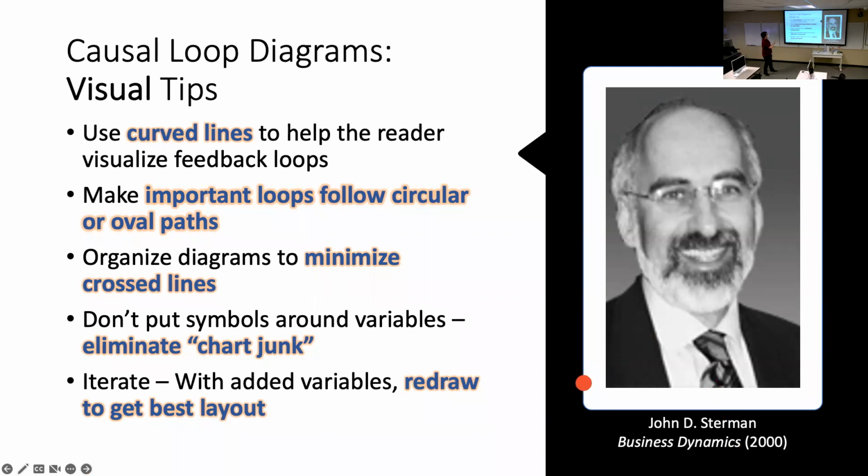Use curved lines, because again, causal loop diagrams are about finding feedback loops. And if you use curved lines, then those loops pop off the page because they turn into ovals. And similarly, when you do have loops, you want to try to have them follow circular or oval paths.